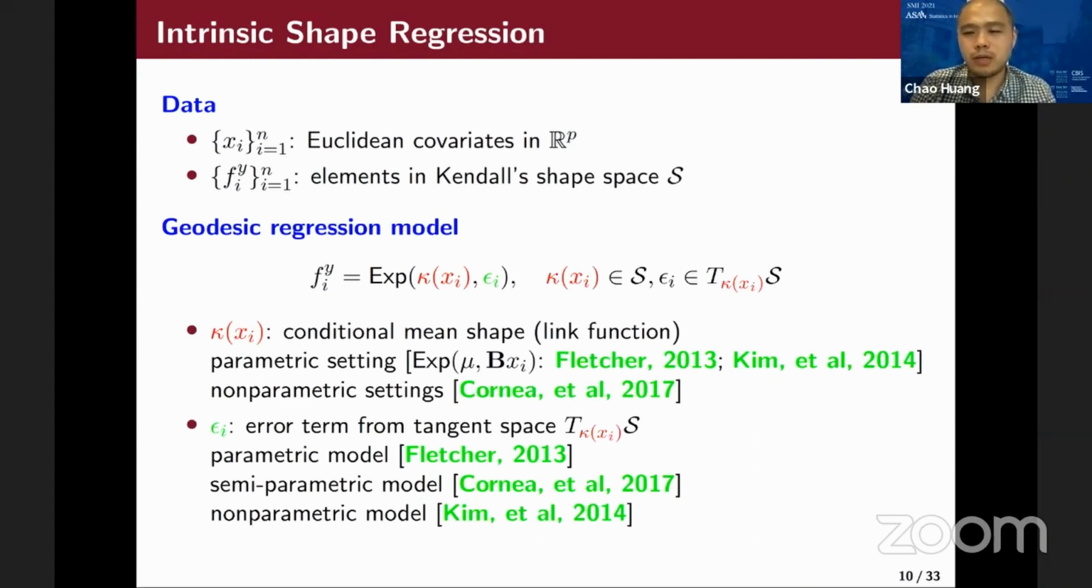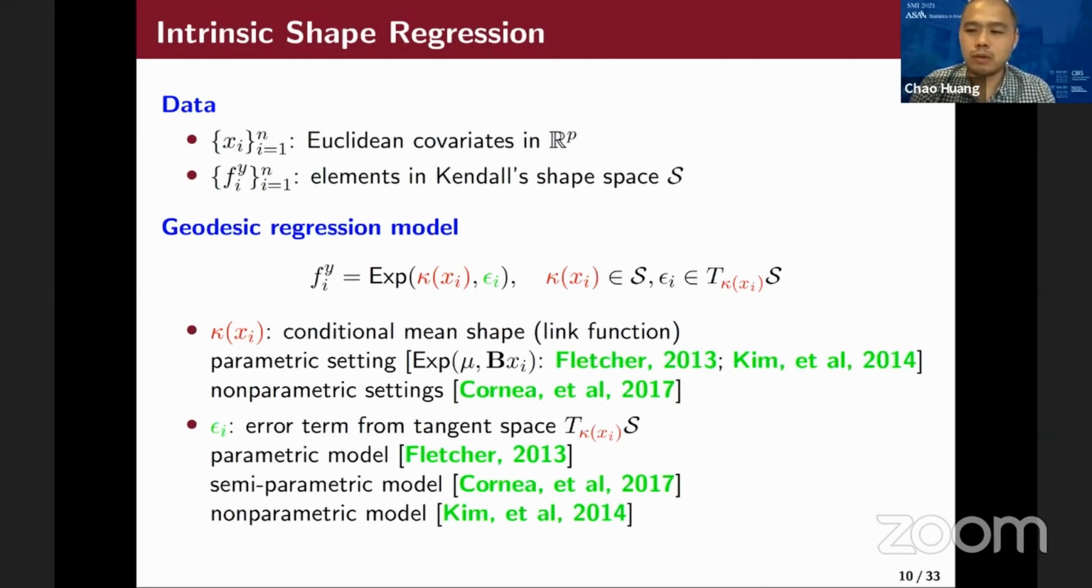And you will see that we can treat this one as a link function. It can be treated as a parametric setting, where we use an exponential map from the base point mu with some tangent space vector like b times x_i, and then we get a new point, which we call the conditional mean shape. The second important term in this regression model is the error term.